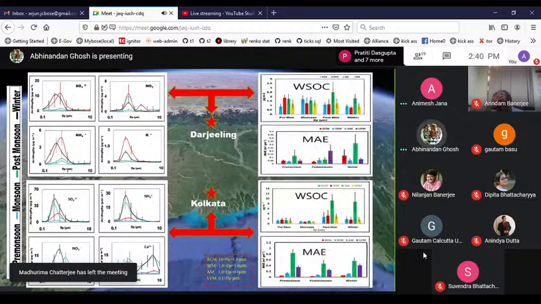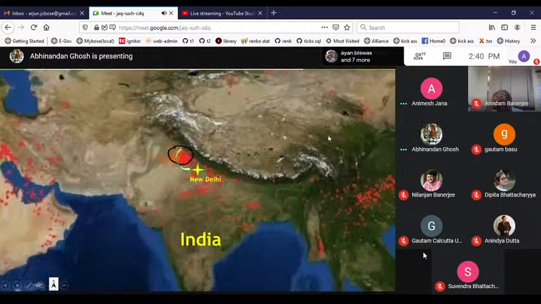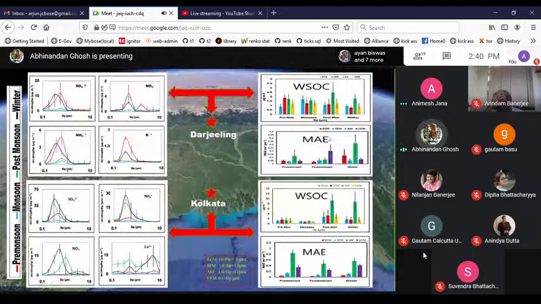Now, coming to the water-soluble organic carbon, you can see no distinct seasonal variation was observed over Darjeeling in any season. But if you observe the light absorption efficiency or mass absorption efficiency of Darjeeling, you can easily find that in winter time they are more light absorbing. That means the local biomass burning aerosols were more light absorbing compared to the other seasons.